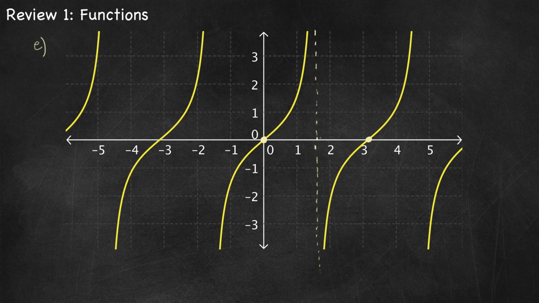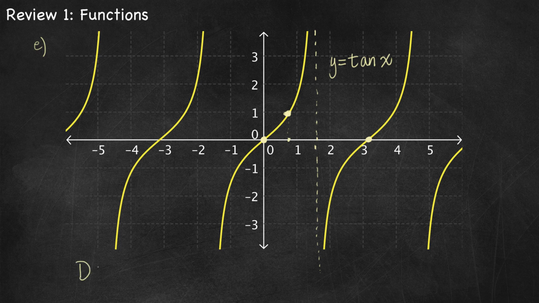Let's just check pi over 4. We know on the parent tangent function, tangent of pi over 4 is equal to 1. Pi over 4 is the number pi divided by 4. That's approximately 0.79. So maybe about right here. And if we follow that up, that does look like it's at 1. So this is just the graph y equals tangent of x.